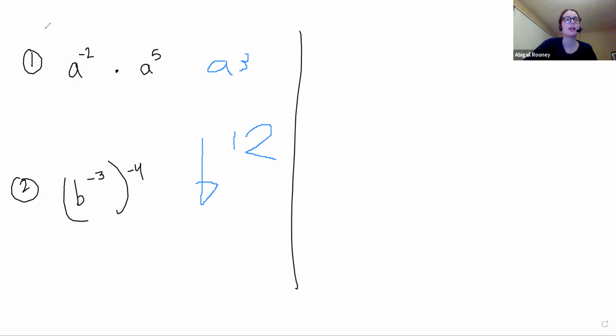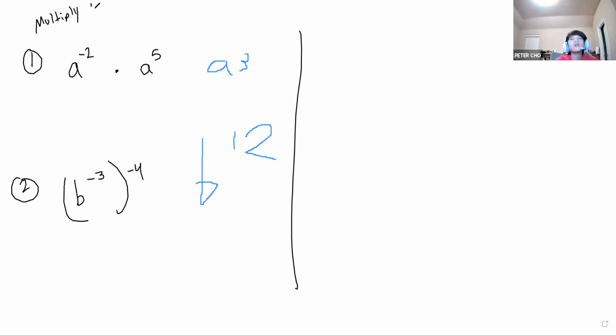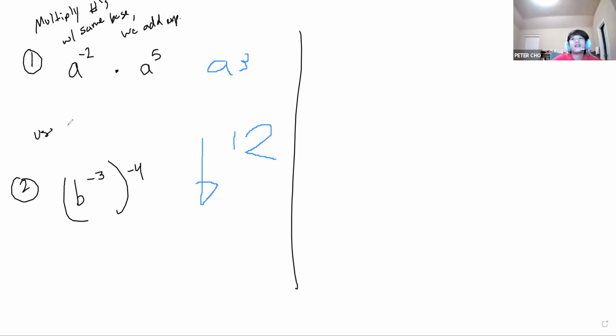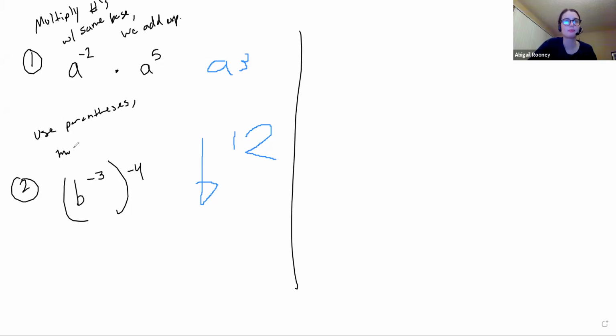So just a quick recap. When we multiply numbers with the same base, so both of them are a, we add the exponents. And then when we use parentheses, we multiply.